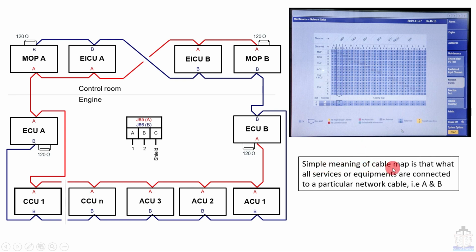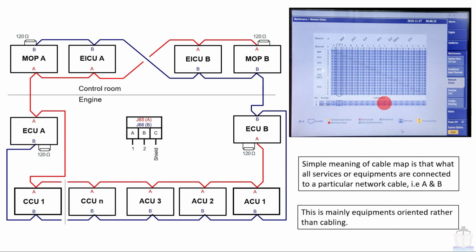The simple meaning of cable map is what all services or equipment are connected to a particular network cable, that is A and B. That means it is showing what all components are connected with network A and what all components are connected with network B. This cabling map is mainly equipment oriented rather than cabling.